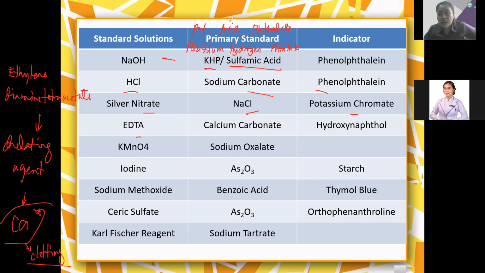Remember, mabilis mag-clot ang dugo natin. So pag sinabing chelating agent or sequestering agent, para siyang magnet. Okay? Para siyang magnet na mag-form sila ng complex with the metal. So kukunin niya yung metal and then mag-form sila ng complex. That's what chelating agent is. So, yung EDTA, ginagamit natin din ito sa laboratory. And for us to know the concentration of EDTA, we may use calcium carbonate as the primary standard and hydroxynaphthol as the indicator. Now, we have potassium permanganate.